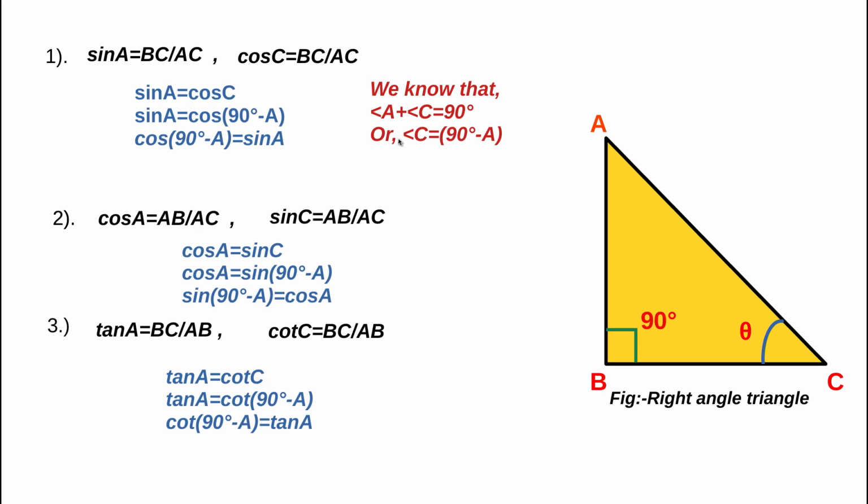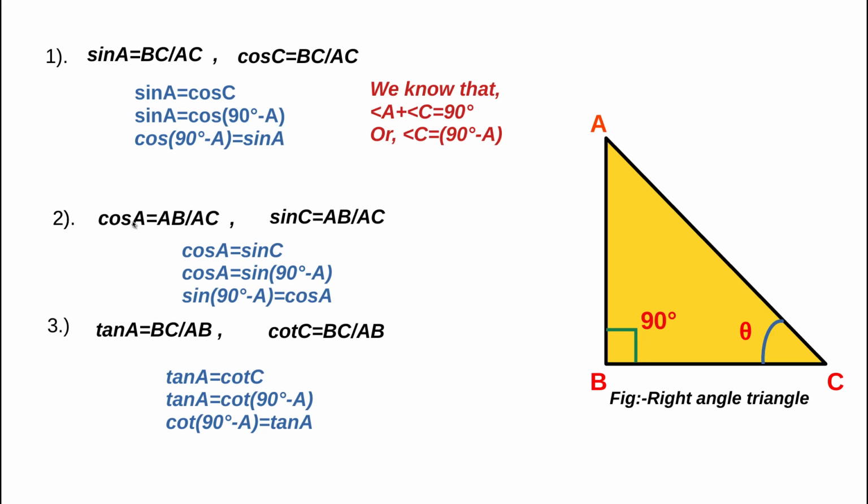So we can write angle C equals 90 degrees minus A. This value of angle C we can place in the place of C. Now we can write cos of 90 degrees minus A. So we can say cos(90° − A) is equal to sin A.